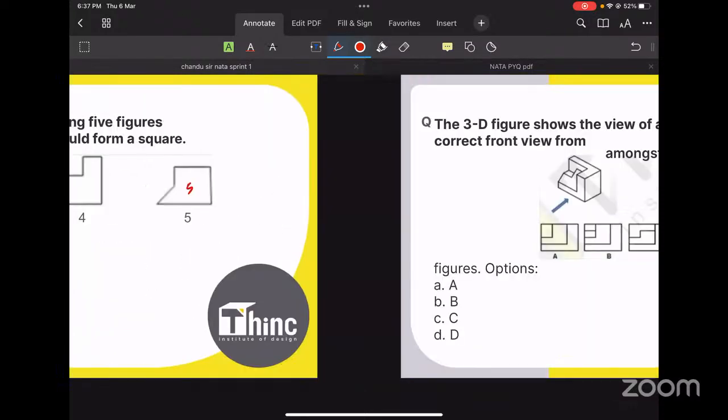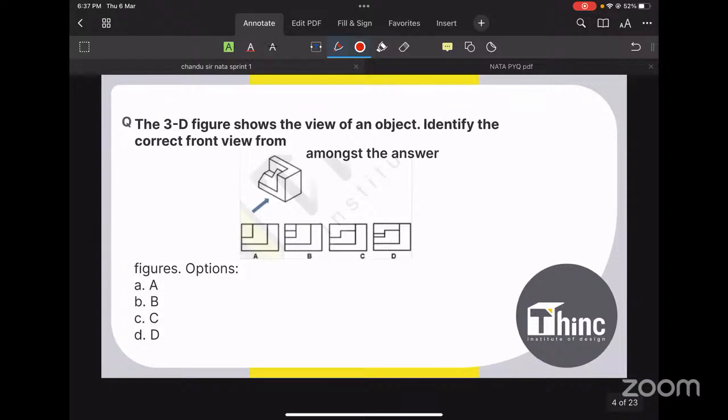Now we can move on to the next question. This question appeared in previous year NATA exams, on projection or types of views. The view from the direction of the arrow is being used here. We have a technique to solve this. One technique is the counting method, which will help you eliminate options. View from this direction: how many surfaces can you see? 1, 2, 3. Two L-type surfaces you can see, so a total of 3 surfaces.